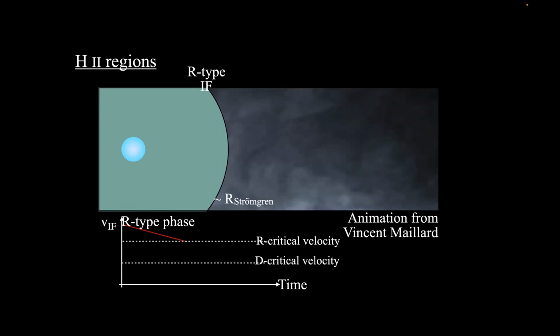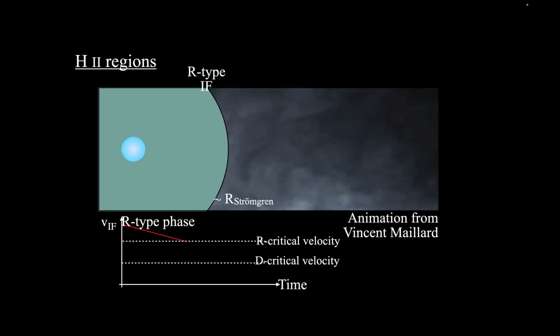So during this phase, which is called the R-type phase, there is no change in density between the ambient medium and the ionized gas here. And the effect of the star is not only to ionize this region, but also to heat the gas to very high temperature. So what the star will create here will be a pocket of very warm, ionized gas, okay?